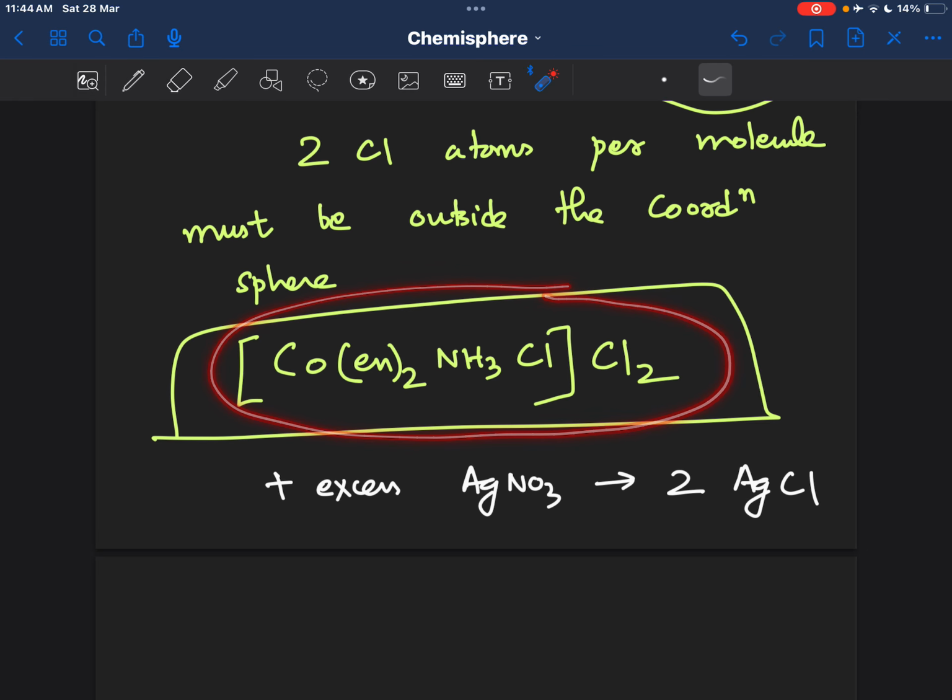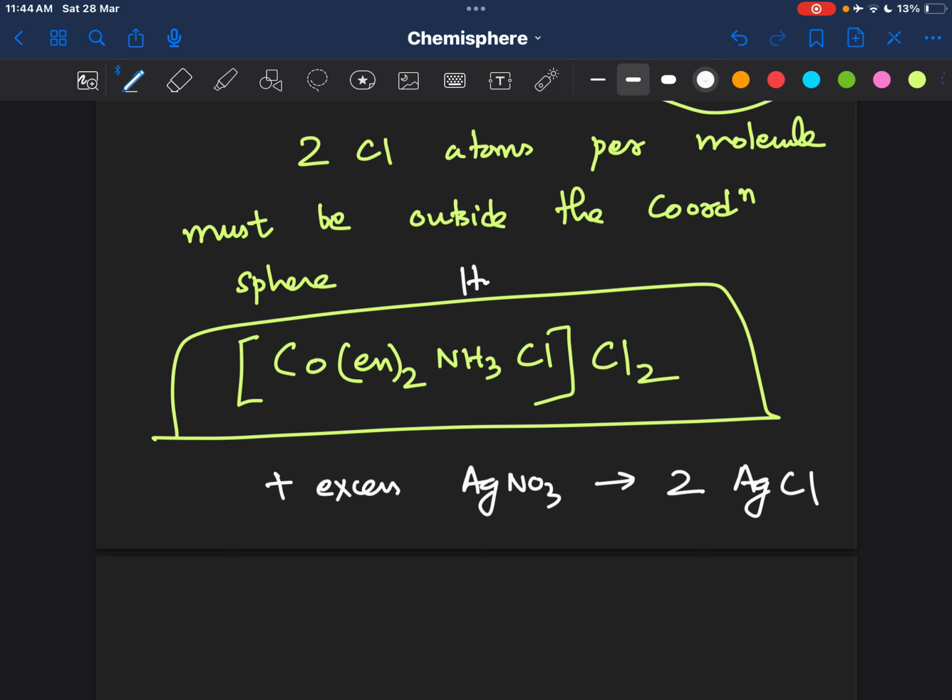So this is the formula of the complex. If we observe it carefully, it's a heteroleptic complex because it contains different kinds of ligands. One of the ligands is ethylenediamine, one is ammonia, and the other one is chlorido.